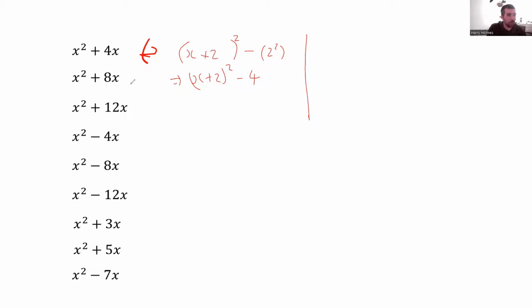Okay. Question 2, very similar. X squared add 8x. What do you think is going to go in the bracket this time, folks? X plus 4. Subtract 4 squared. Simplify. What's the square term there? X plus 4 squared minus 16. It's the same every time.